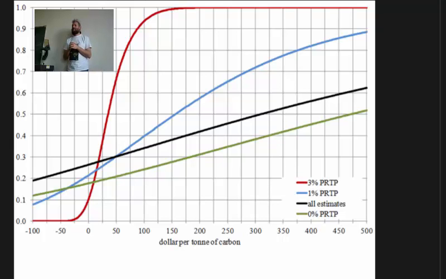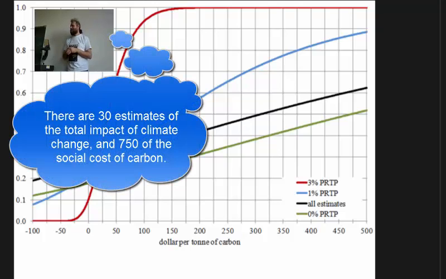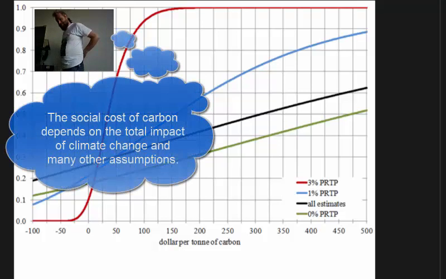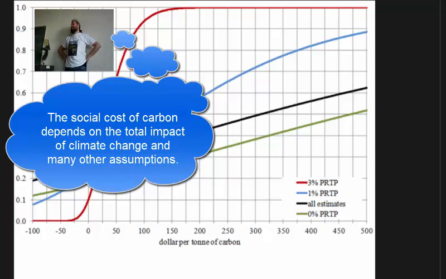Right? We have 30 estimates of the total impact of climate change. So how can there be 750 estimates of its first partial derivative, the social cost of carbon? Economists, definitely economists with PhDs, know how to take a derivative, right? So this is not some sort of calculus error. The reason is that the impact function that I showed you actually cannot be directly applied.